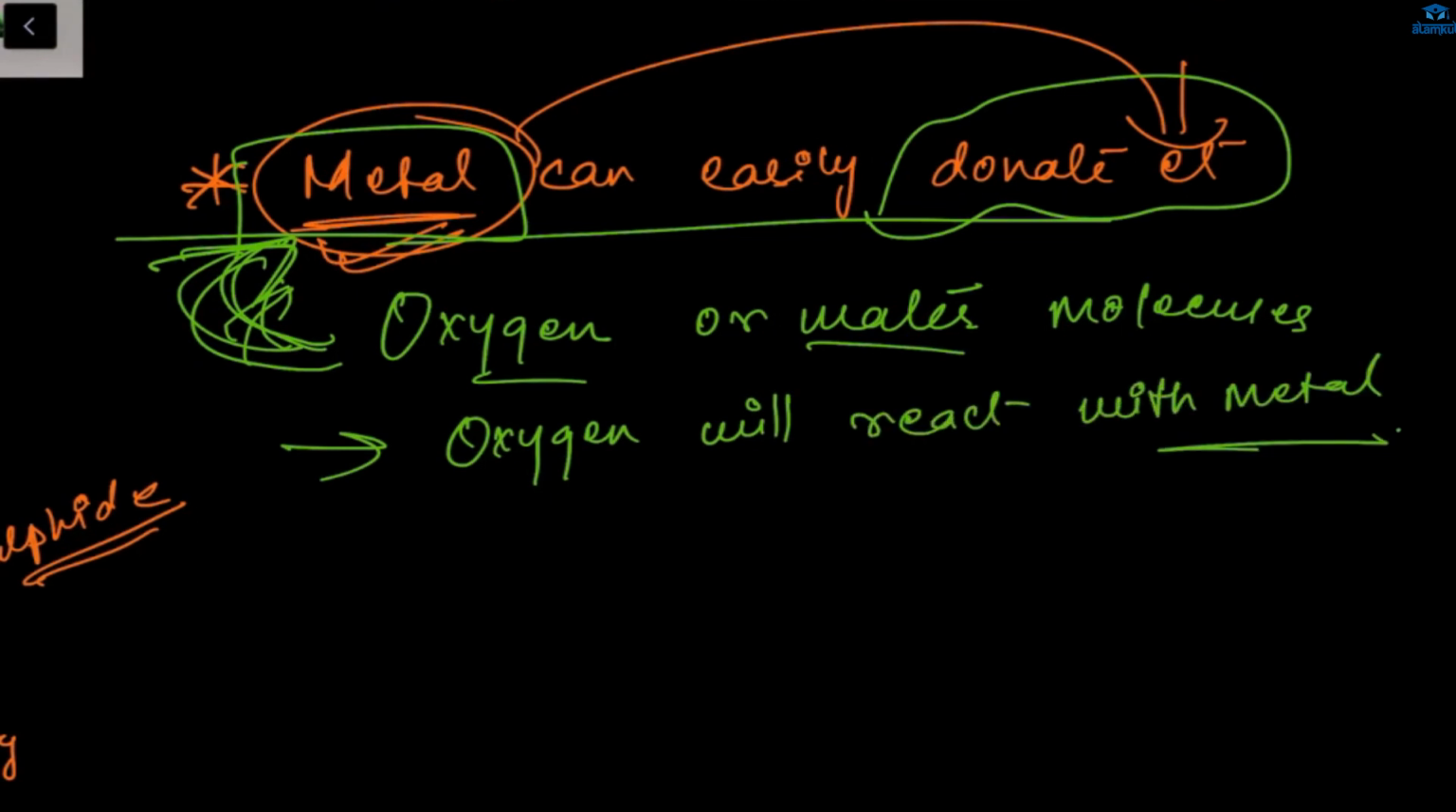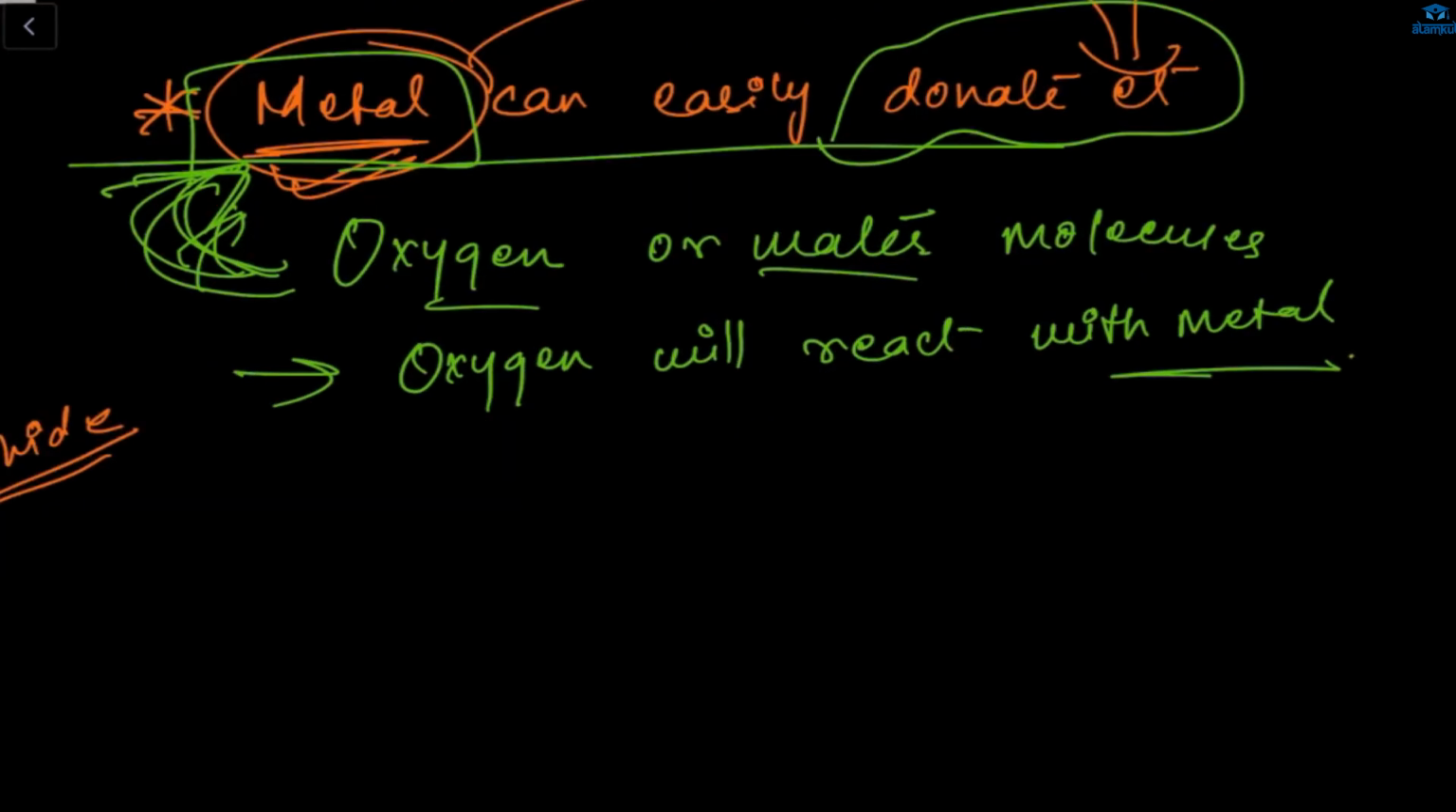Any doubt here? Corrosion is because of what? Because metal has a property of donating electrons. If metal did not have the property of donating electrons, would corrosion happen or not?